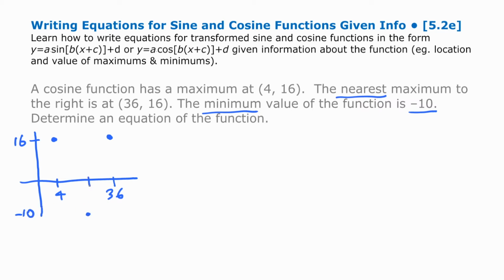If you want to figure out what value that is, you can add those and divide by 2. Find the average, right? So 40 divided by 2 is 20. So that minimum, if you want to know, is at 20. Not that we necessarily need to know that to write the equation.